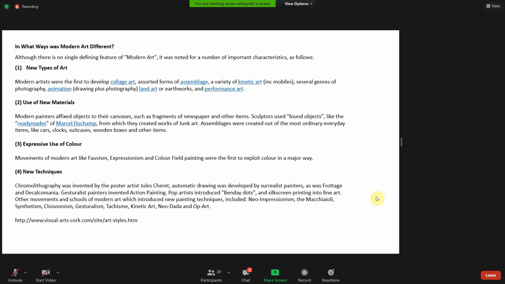So those experiments came up in this modern period, and the expressive use of colors. They use colors to express their ideas, not just the natural look. And new techniques. There are several techniques explained here, for example collage. These techniques appeared with those art movements.